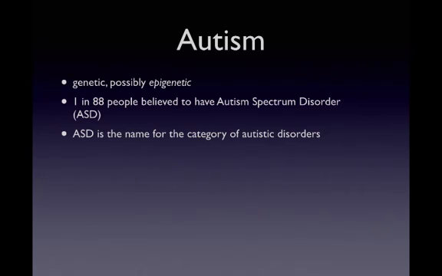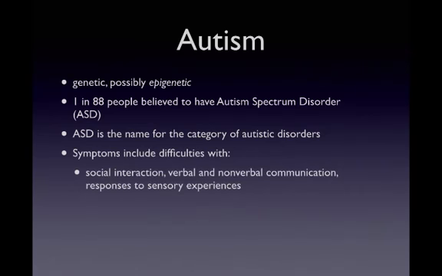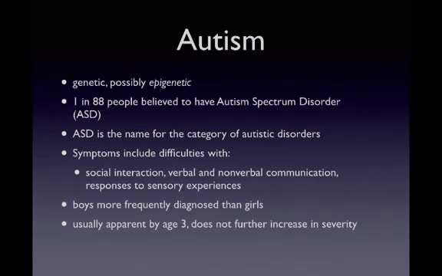Autism includes a spectrum of disorders, like I mentioned, but all of them include difficulties in certain areas: social interaction, verbal and nonverbal communication, and unusual responses to sensory experiences, such as repetitive behaviors. Autism is usually apparent by age 3, and after that age, it's not thought to further increase in severity. 50% of those who are diagnosed with autism, the most severe form of the disorder, are also thought to have mental retardation.